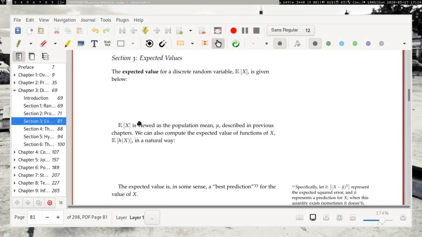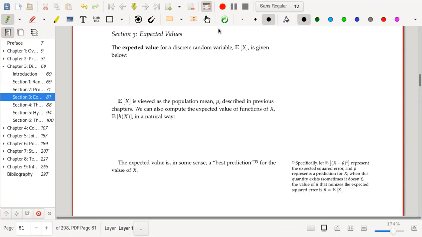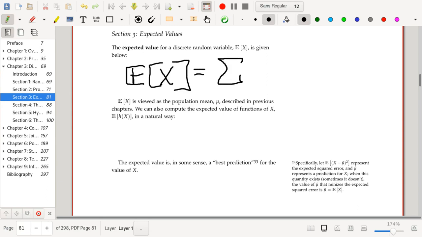Next section is on expected values. Let's start by defining what an expected value is. The expected value of a discrete random variable, which we are often dealing with, is given below. So the expected value of X is equal to the sum of x times the probability mass function of x, wherever the probability mass function of x is non-zero. This is just a more general way to write down what expected values are.